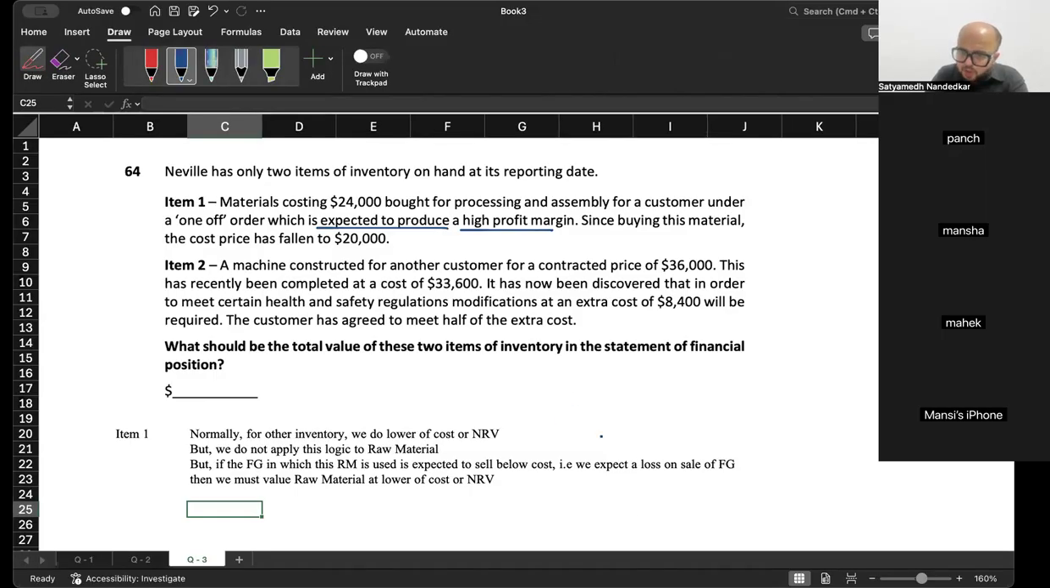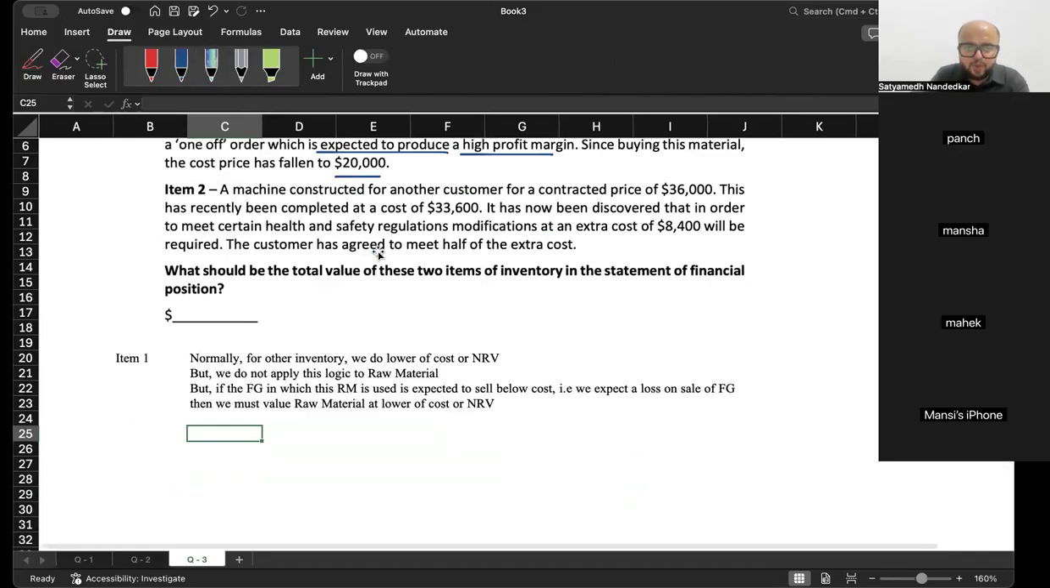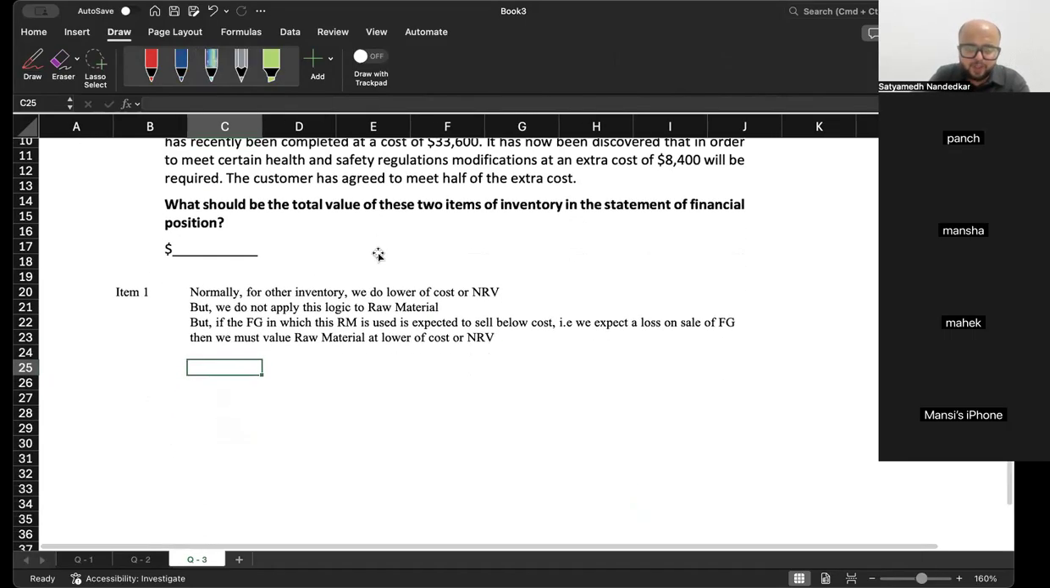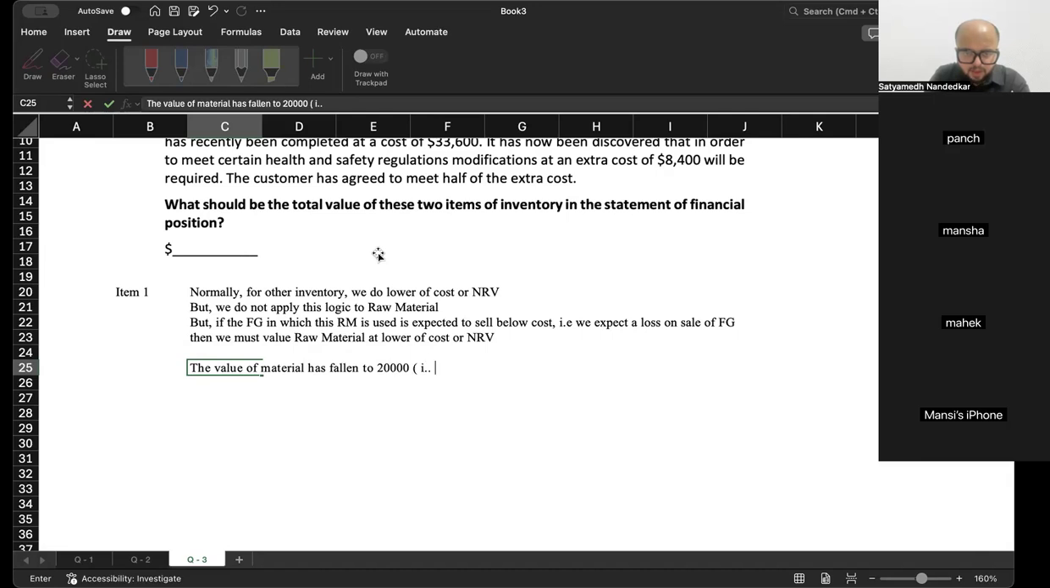Will it be sold at a loss? No, it will not be sold at a loss. Since buying this material, the market cost price has fallen to 20,000. The value of material has fallen to 20,000. That is, NRV is 20,000. Cost is 24,000.